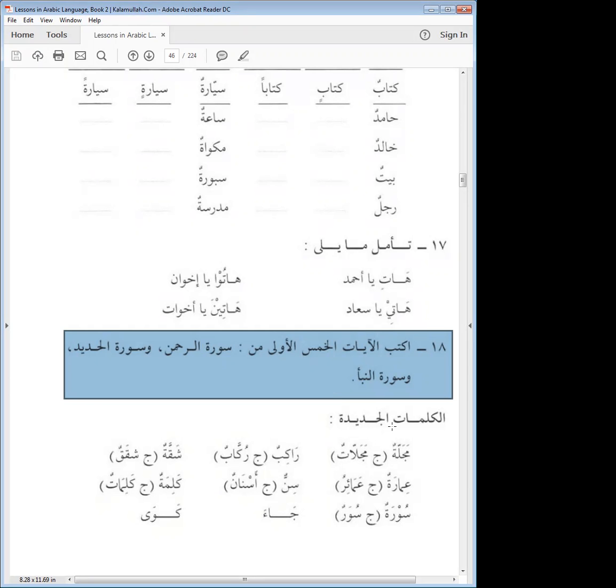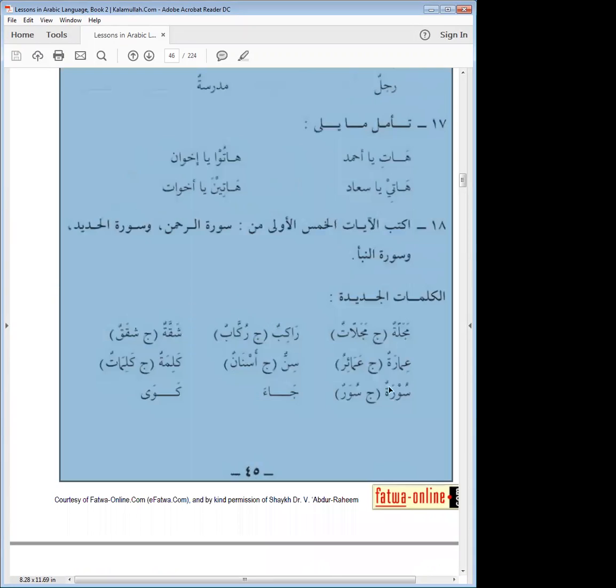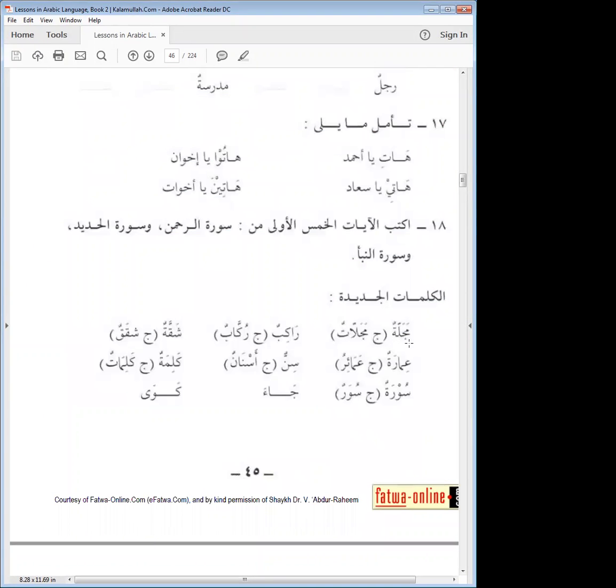Alright, you have the Kalimat al-Jadida here. If you all want to look at it quickly, just three lines. Al-Mujallatun is a magazine, plural is Mujallatun. Rakibun is a passenger, plural is Rukkabun. Shaqqatun is an apartment, plural is Shiqaqun. Imaratun is a building, like an apartment building, and plural is Amairun.